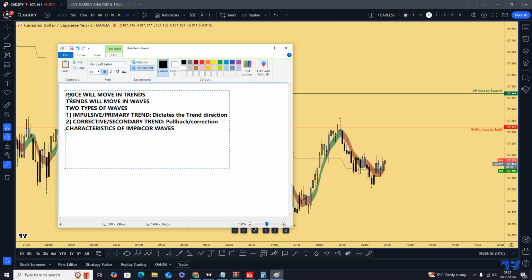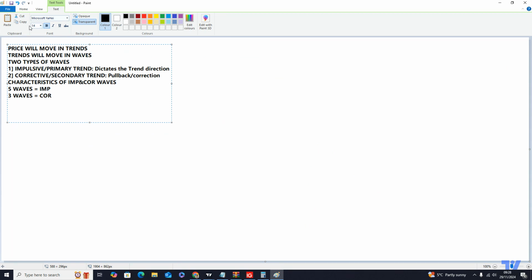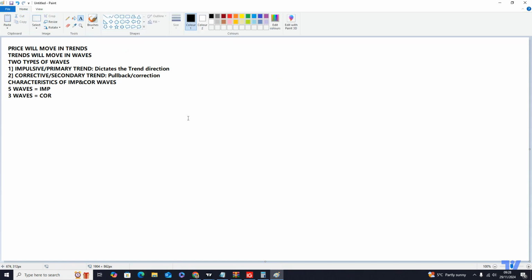The simple and basic stuff I'm going to show you today is this: an impulsive wave has five waves, and then three waves is corrective. I'm going to use Paint now to demonstrate something to you. We're talking about waves, and we said the price will move in trends and the trend will move in waves.